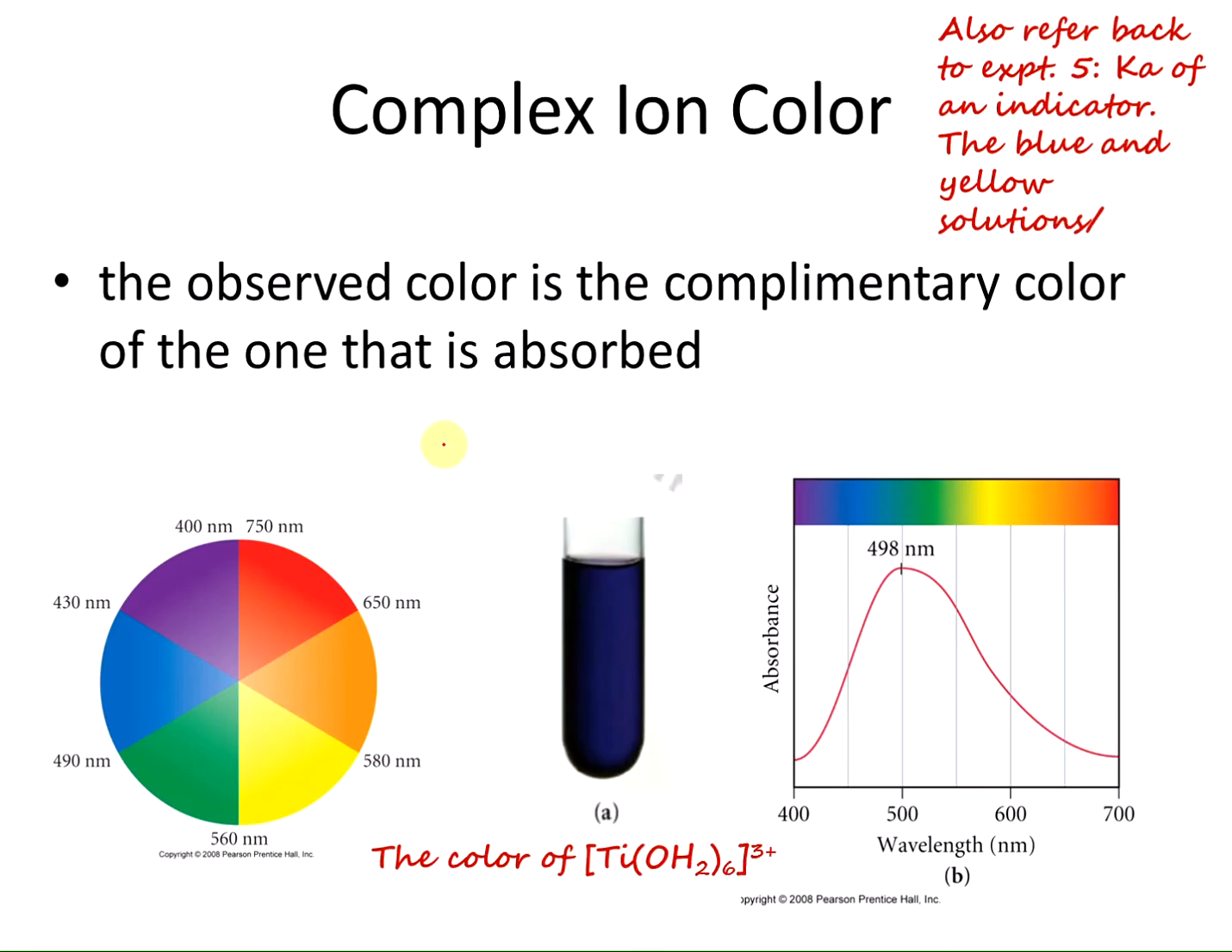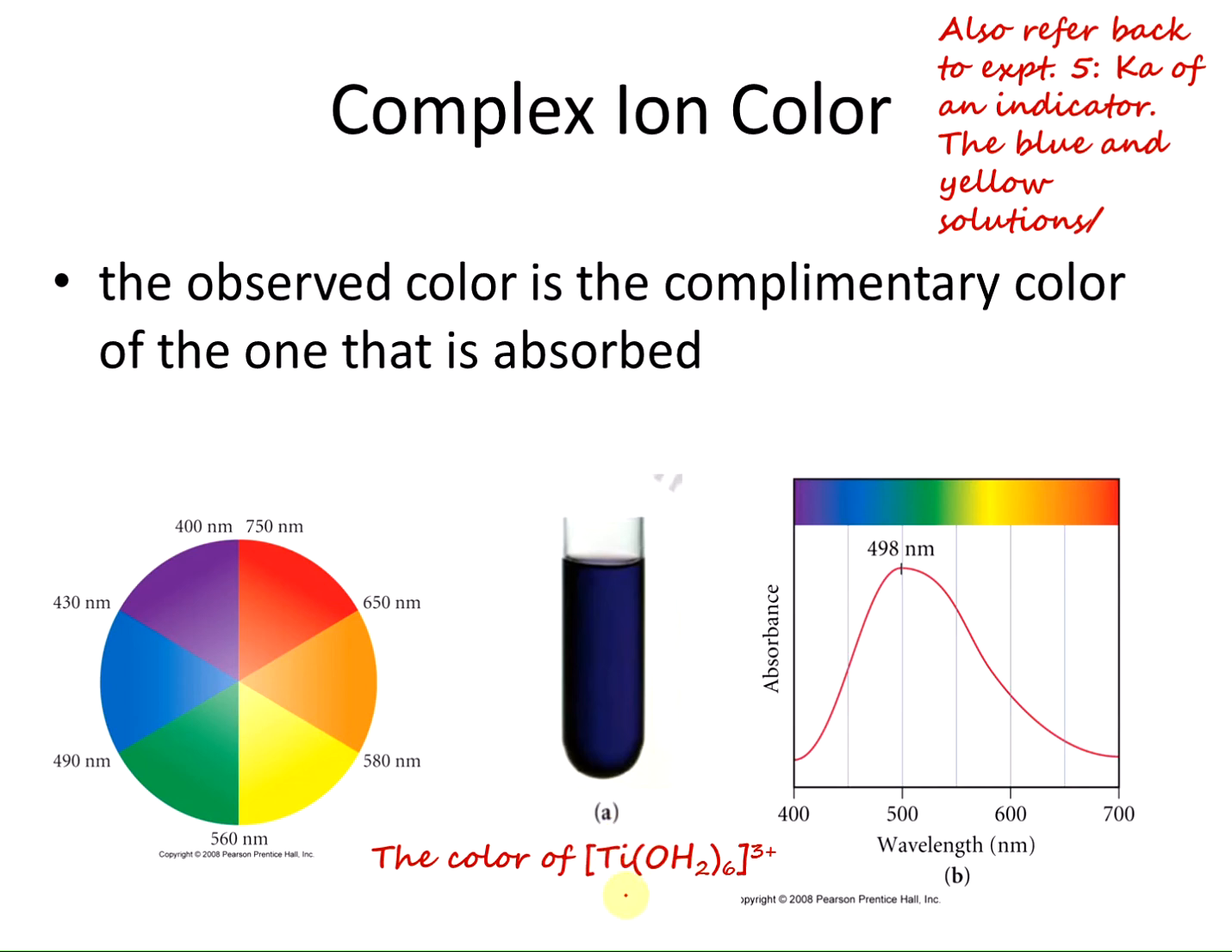So now that we know that once a ligand binds to a metal, those orbitals are no longer degenerate, we can start to explain the different colors that we see for the transition metal complexes and why they have different magnetic properties. Now, if you think back to some of the things that you've learned in lab, the observed color is the complementary color of the one that's absorbed. So this purple color is that of the titanium hexaaqua complex. So there are 6 water molecules bound to this titanium 3+ ion.